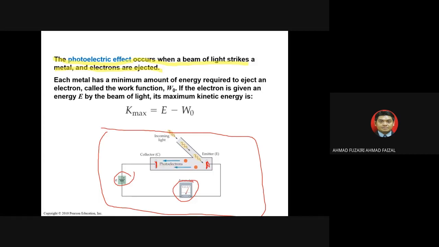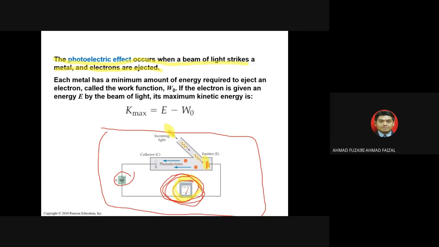But when Einstein did this experiment, he shone light onto this emitter, and somehow the meter is registering a value of current. Even though there is no wire connecting the emitter to the collector, somehow current is flowing. So how does this happen?